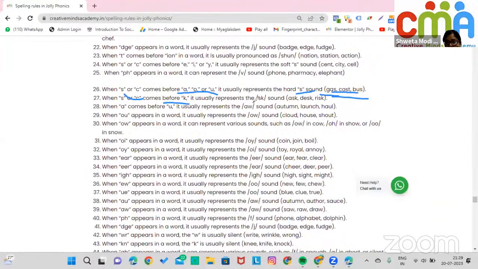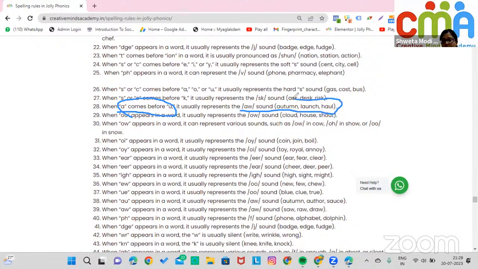K usually represents SK: ask, desk, risk. So it is actually the reverse, so that we don't need to do. It's just that when it is hard and when it is soft, we know that A, O, U is the hard side and E, I, Y is the soft side. Okay. Now, when A comes before U, it gives O sound.